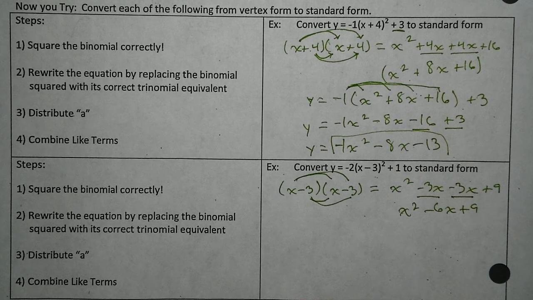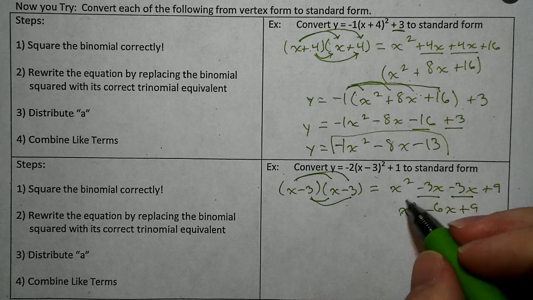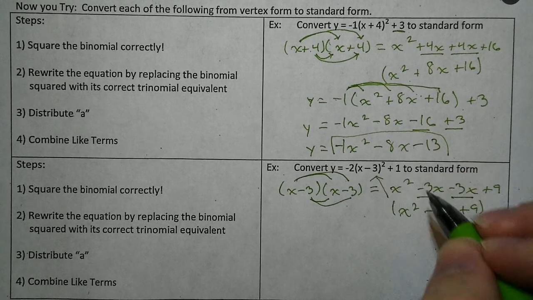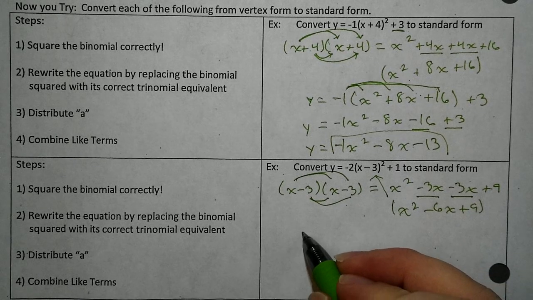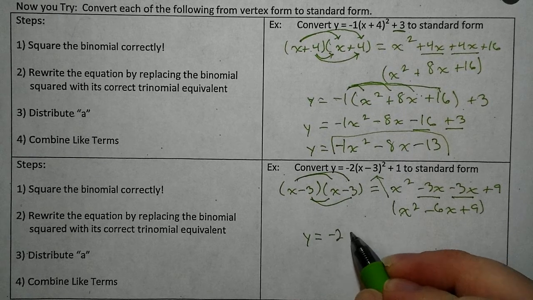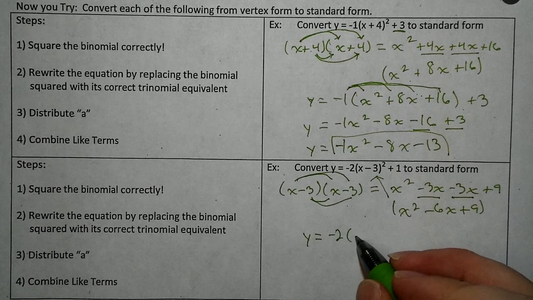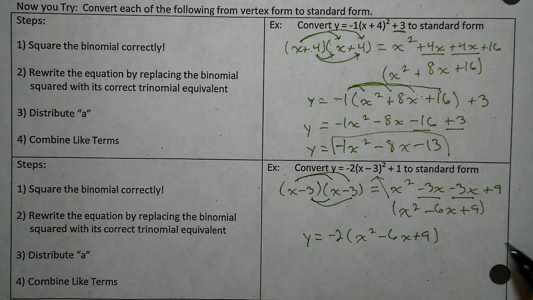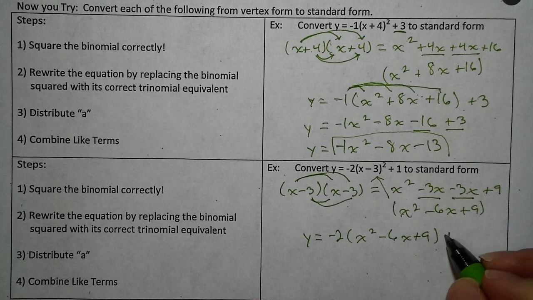And now I have my trinomial, and this is what I'm substituting in for those parentheses. So let's rewrite our equation. Y equals negative 2 parentheses, and now we're going to put in x squared minus 6x plus 9, close parentheses. Then we have a plus 1 over here by itself.